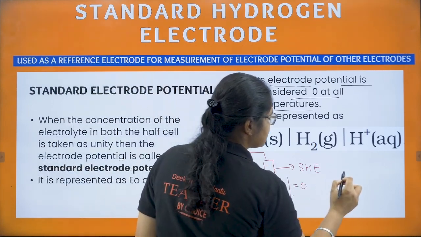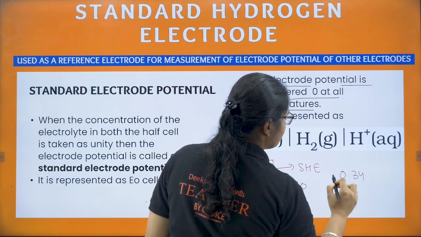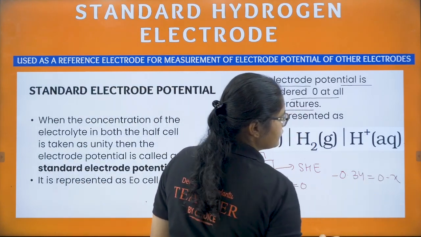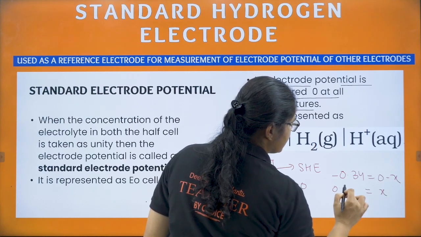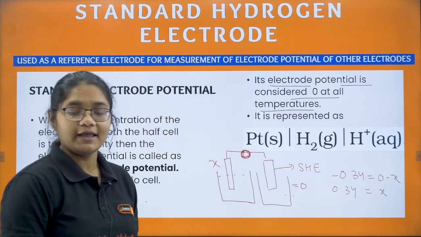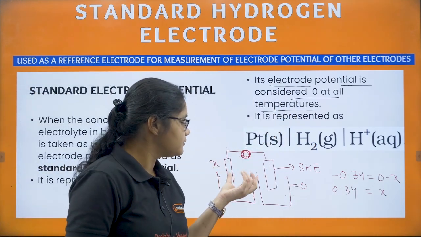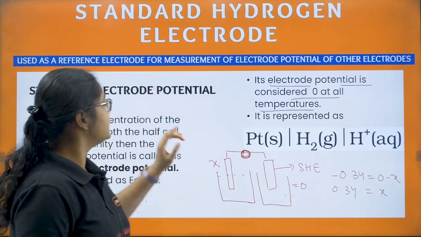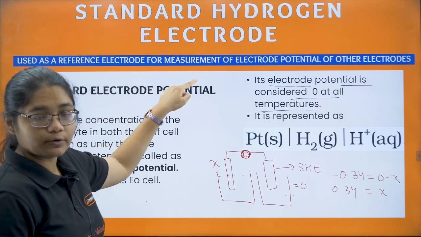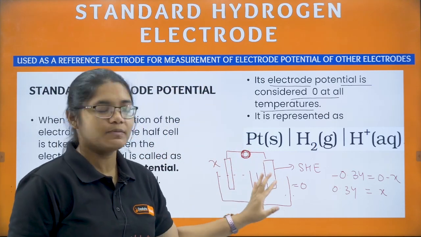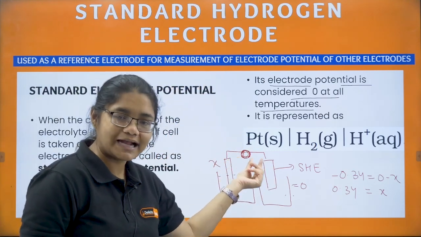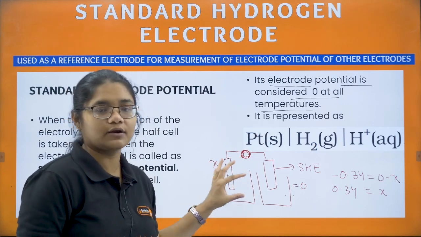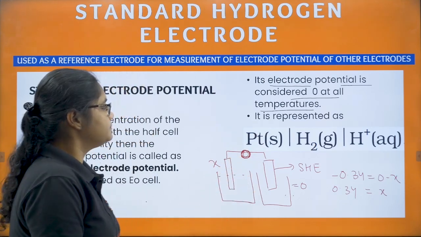So suppose this value came to be minus 0.34, and that is 0 minus x value. So can I get the x value from here, that is 0.34? In this way we can measure that. It is always the difference, but if I take the standard hydrogen electrode, it is used as a reference electrode. This is a reference electrode, it is 0. So this difference is taken as the value of the electrode potential of the other component.